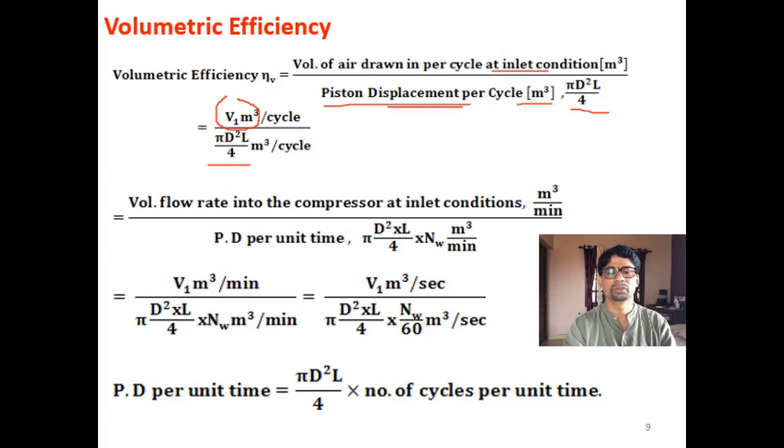Now if you want to convert this into volume flow rate, so volume flow rate into the compressor at inlet condition, if you consider it as meter cube per minute, then the piston displacement in the denominator also you should consider per unit time.